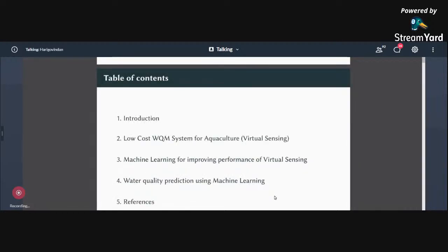The contents are an introduction, then the low-cost water quality monitoring system, which is developed by using the concept called virtual sensing, then minimizing the error by applying the concept of machine learning, then the water quality prediction system using machine learning. So here the concept of IoT and machine learning is applied in the field of aquaculture.